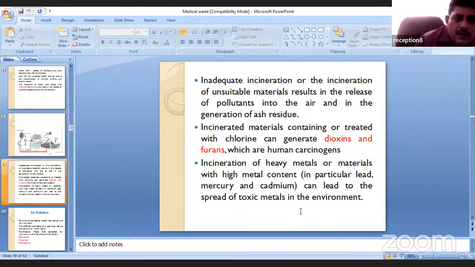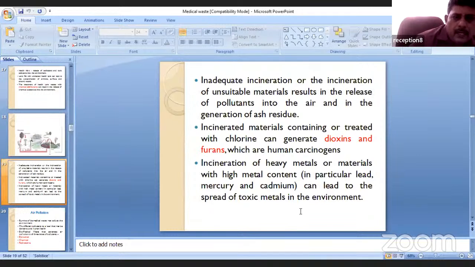Inadequate incineration, or incineration of unsuitable material, may also cause air pollution and generate ash residue, which will affect the respiratory system of the people residing in the area. Improper incineration also emits unwanted gases, especially carcinogenic gases, dioxins and furan, which may stimulate cancer in human beings. So incinerating any biomedical waste in open land should be avoided.